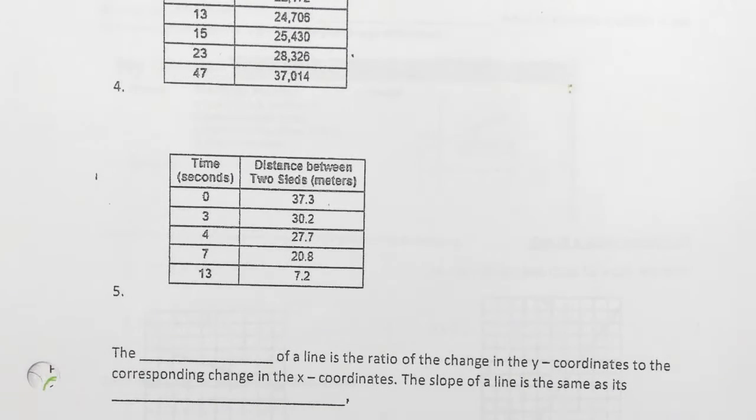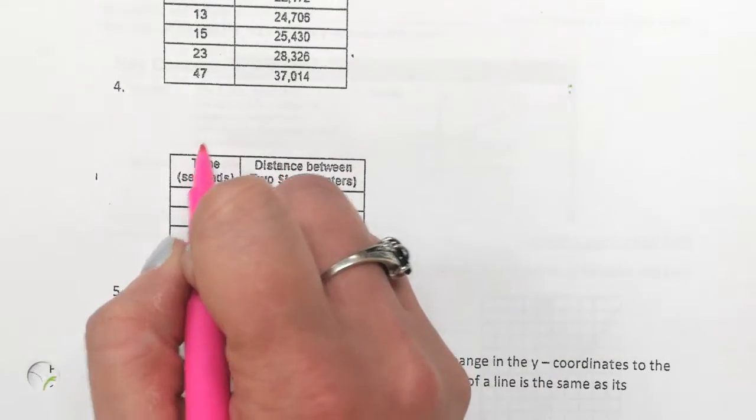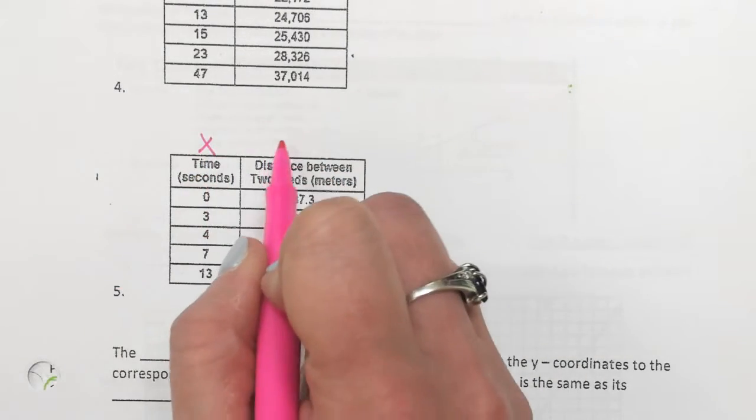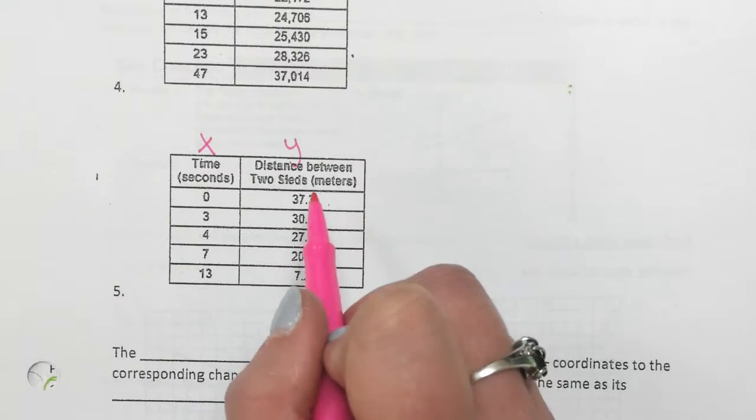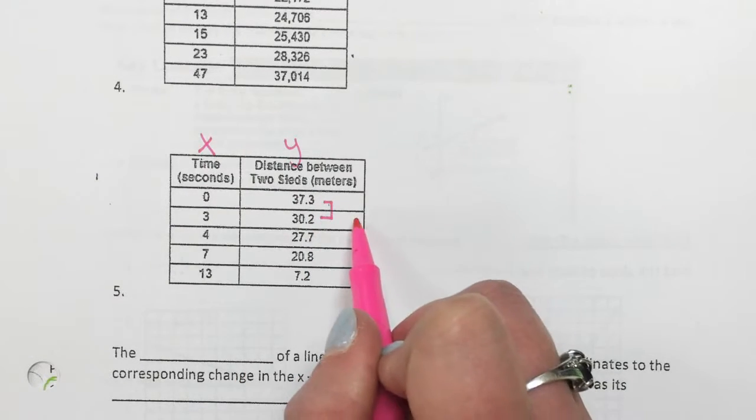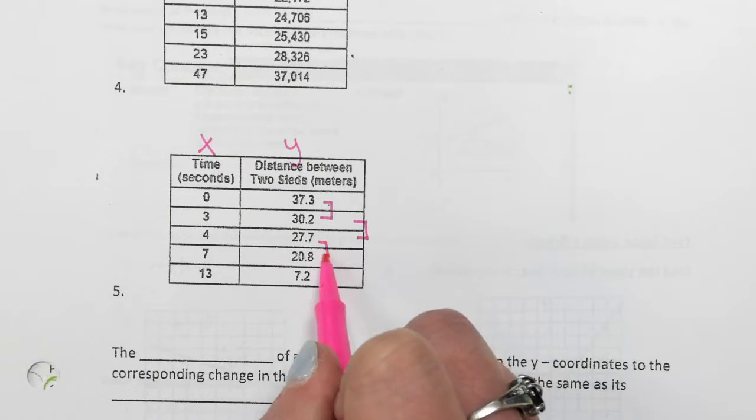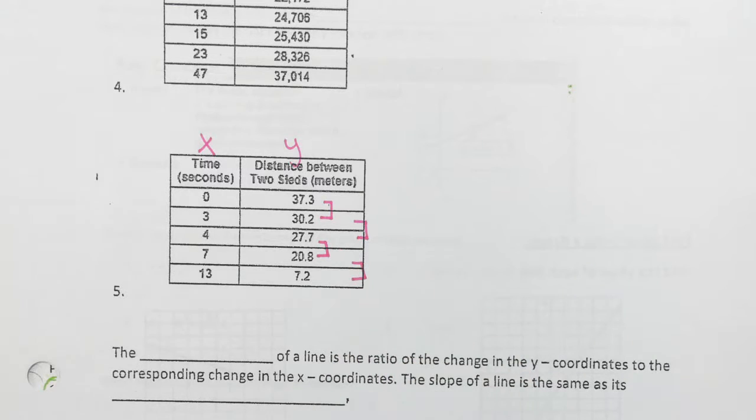You and your partner have number 5? How do you know which one's x and which one's y? x is the independent variable, and which one's the independent one? Time. That's your x, and that's your y. All right, Gage, so you have these two, right? Those two, and those two. You have 4 different ones, okay? You and your partners try it.